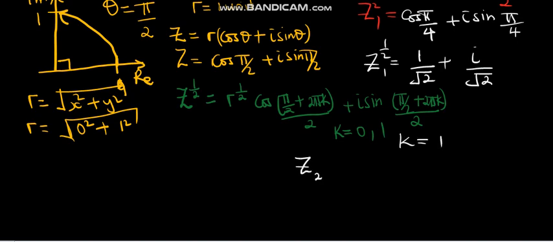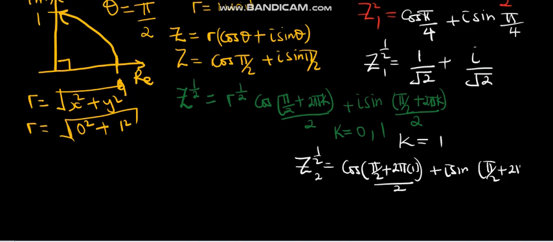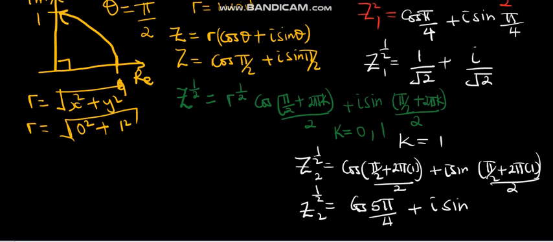And the second root will be cos of pi over 2 plus 2 pi times 1, divided by 2, plus i sine of pi over 2 plus 2 pi times 1, divided by 2. And the second root will be, what is pi over 2 plus 2 pi? This is cos of 5 pi over 4. Are we together? Then plus i sine of 5 pi over 4.